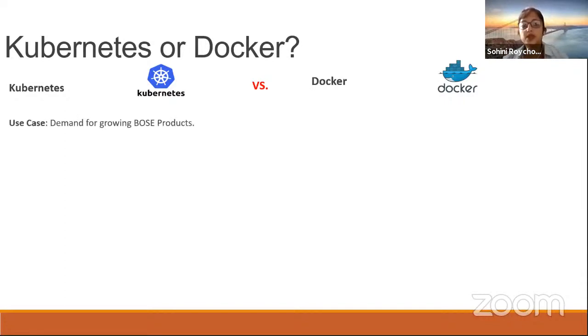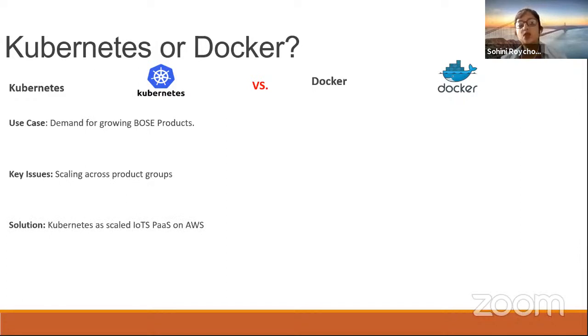So let's start with Kubernetes. The need came for Bose products. We all know about the Bose sound systems. There was a growing need for a huge variety of Bose products. The key issue became scaling across the different product groups. Some of the item descriptions were similar, but most of the descriptions were not. You had a need for constantly updating the products, because if newer versions were pushed out, you wanted the customers to know about it. So there was a need to scale across product groups, and that's the reason Kubernetes came about as the solution.